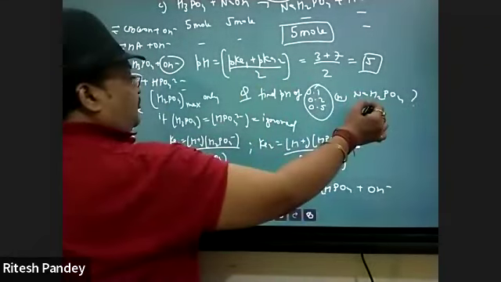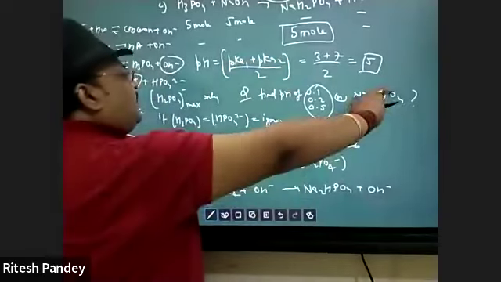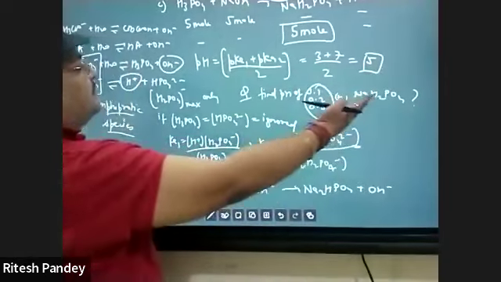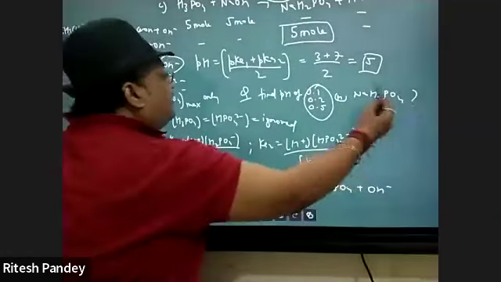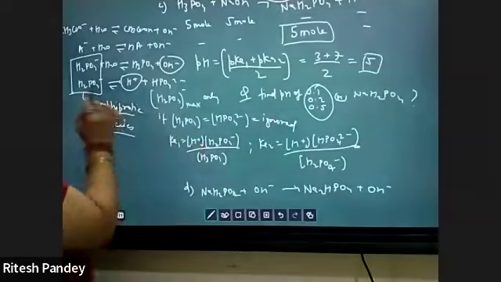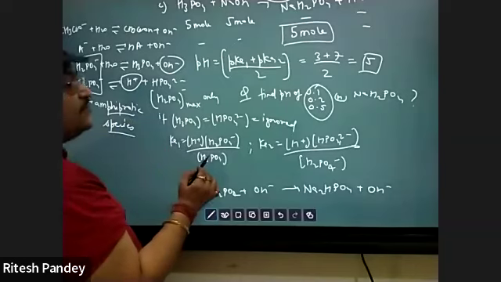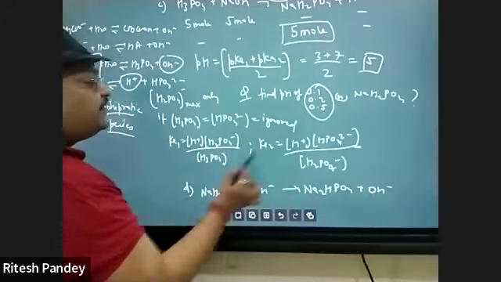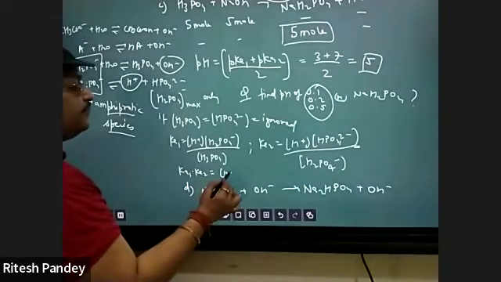When I consider only NaH2PO4 and I don't consider any bit of H3PO4 or any bit of Na2HPO4, it means I'm not using any Henderson equation, which is a mixture of the corresponding conjugate acid or conjugate base. I'm talking only about this, and I'm considering these two are almost equal. When I consider these two almost equal, K1 into K2 would give me H plus squared.